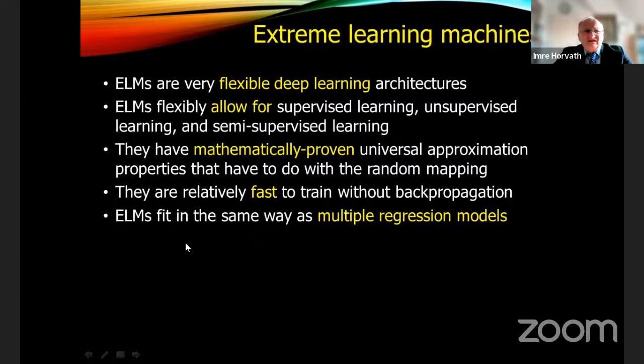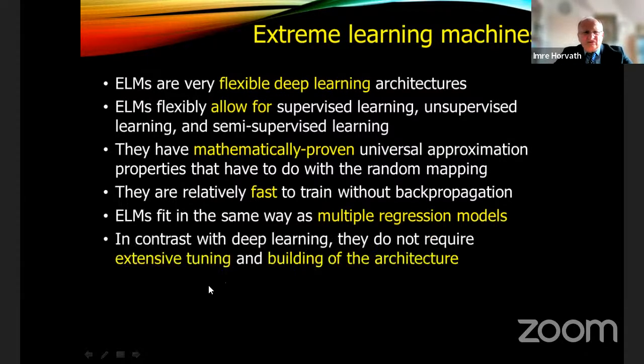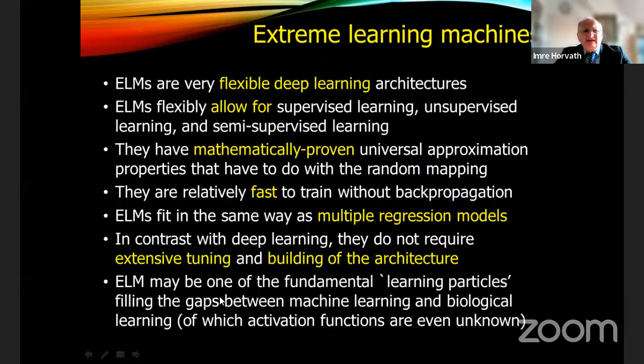Extreme learning machines fit in the same way as multiple regression models do. In contrast with deep learning, they do not require extensive tuning and building of architecture. Later on, I will talk about this issue. Extreme learning machines may be one of the fundamental learning practices filling the gaps between machine learning and biological learning, of which activation functions are even unknown.